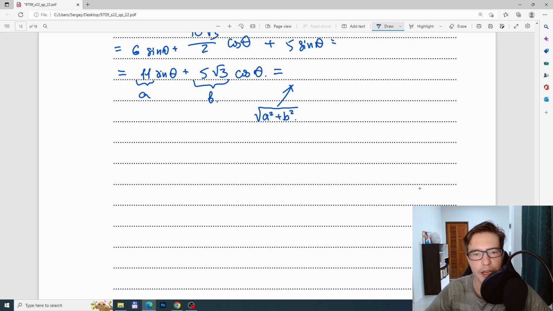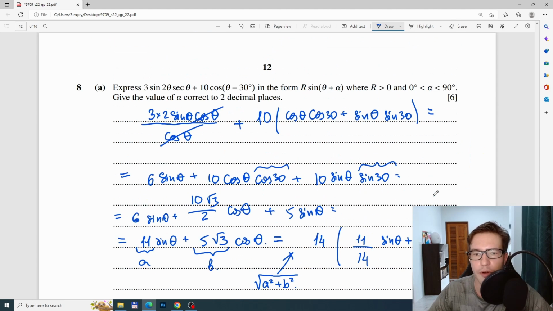So the square root of 11 squared plus 5 root 3 squared is going to be 14. So we'll get 14 and then 11 over 14 sine theta plus 5 square root of 3 over 14 cosine theta. Now look at the formula, and we are supposed to get the answer in the form sine theta plus alpha. And if we expand it back, it's going to be sine theta cosine alpha plus cosine theta sine alpha.